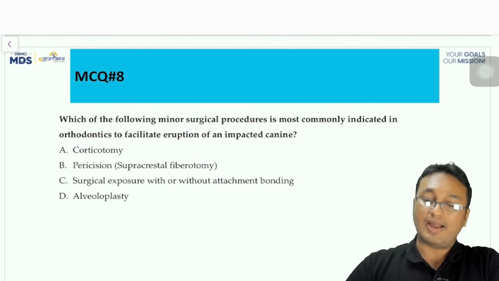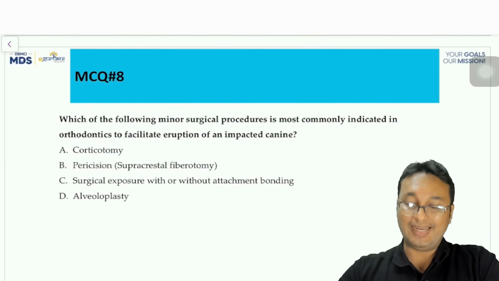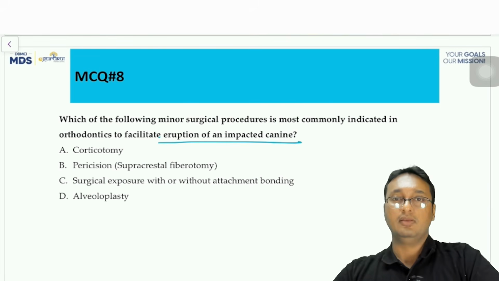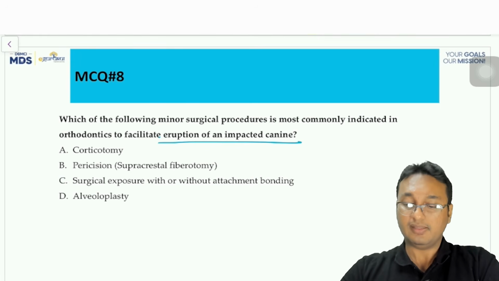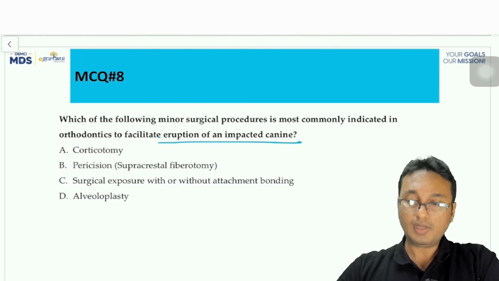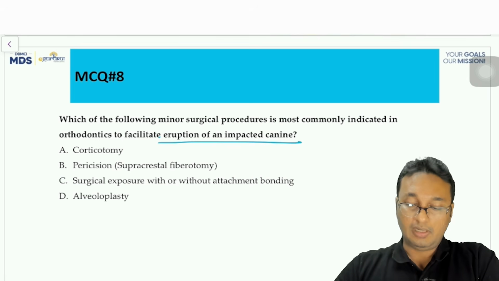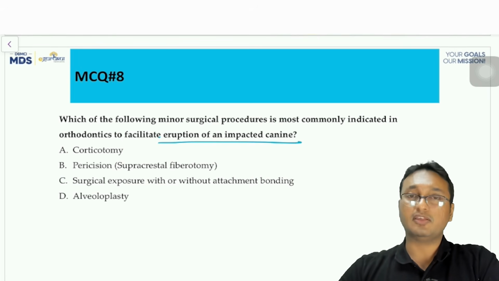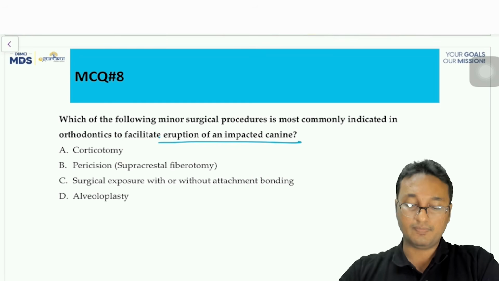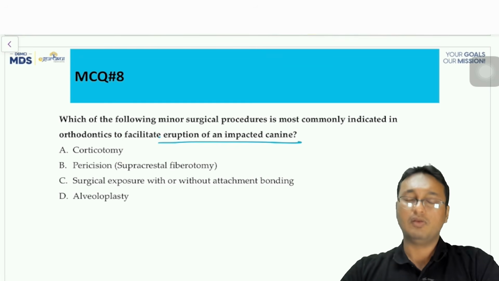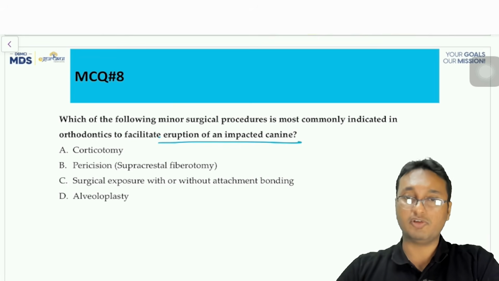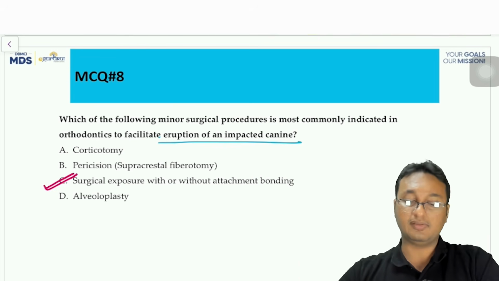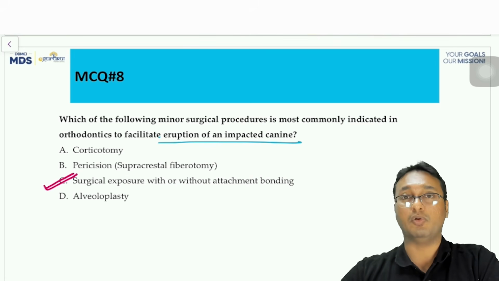Which of the following minor surgical procedures is most commonly indicated in orthodontics to facilitate eruption of an impacted canine? We have seen this again in the chapter on minor surgical procedures. Options are corticotomy, pericision, surgical exposure with or without attachment bonding, or alveoloplasty. What do you think should be the answer? Again, it's a very simple, logical question. Option C will be the correct answer, that is surgical exposure with or without attachment bonding.